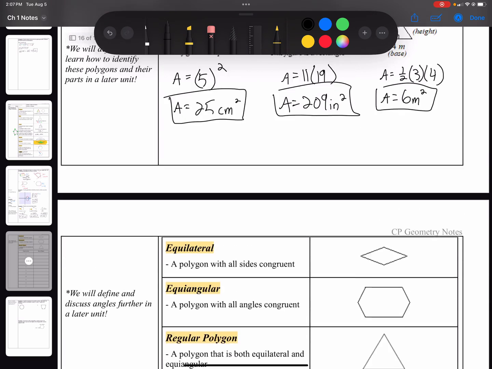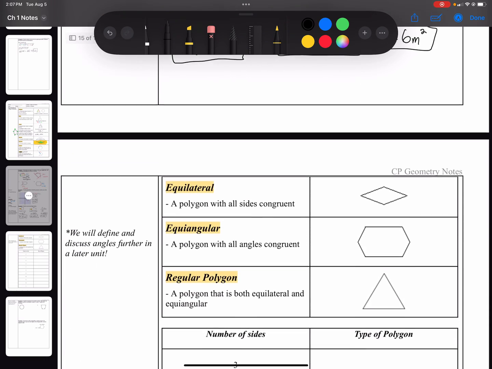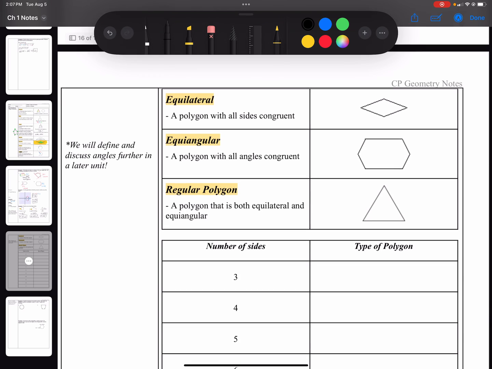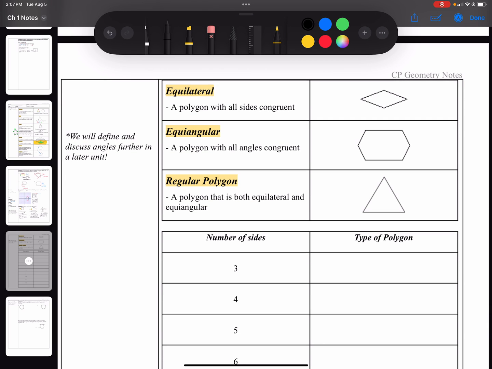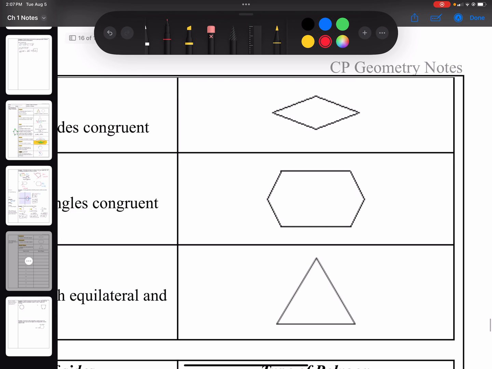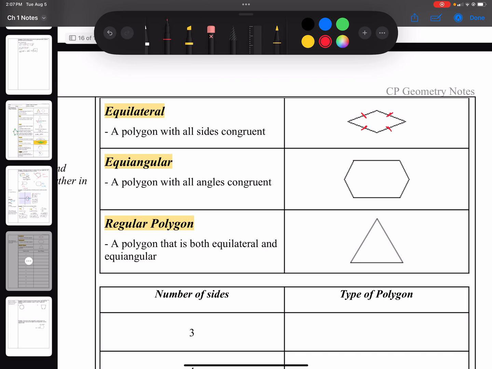Some more important definitions here. Equilateral is a polygon where all the sides are congruent. So this would show you what an equilateral polygon looks like. It has tick marks on all 4 sides. Equilateral means equal sides. All the sides are congruent. It's equilateral.